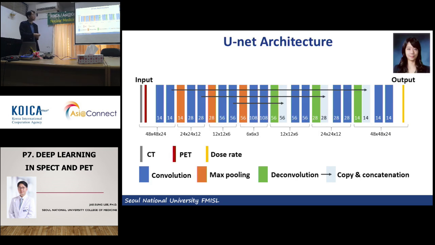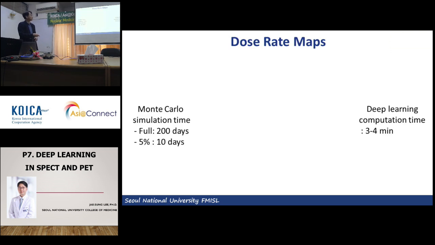So one of my students, Min Sang, has designed this UNet architecture, in which we give the CT and the PET data. Actually, we tested it using our PET data with this deep learning network, and we trained it to produce those rate maps as the output. So let me show those rate maps generated using the Monte Carlo simulation and the deep learning network.